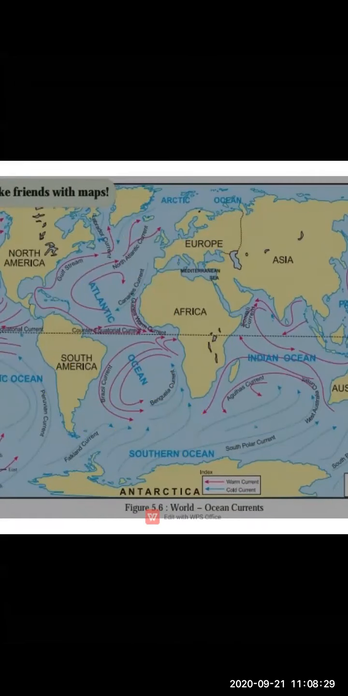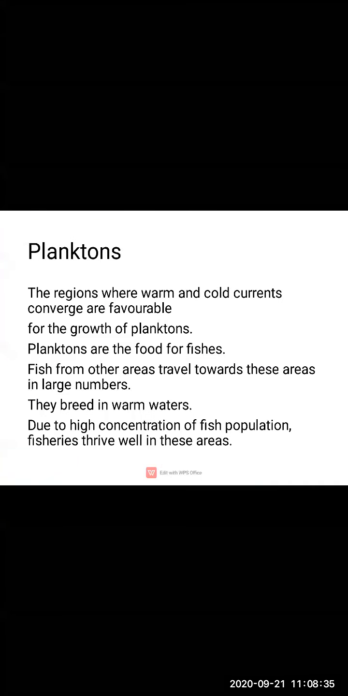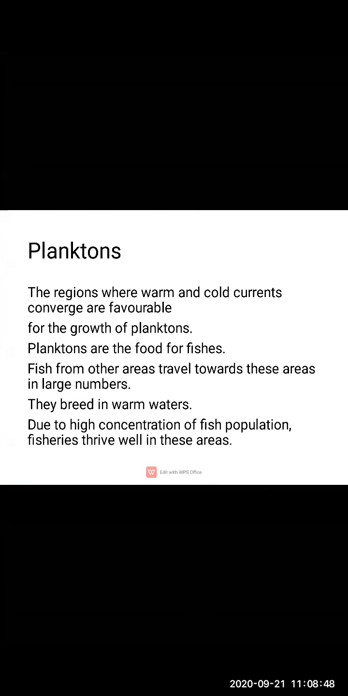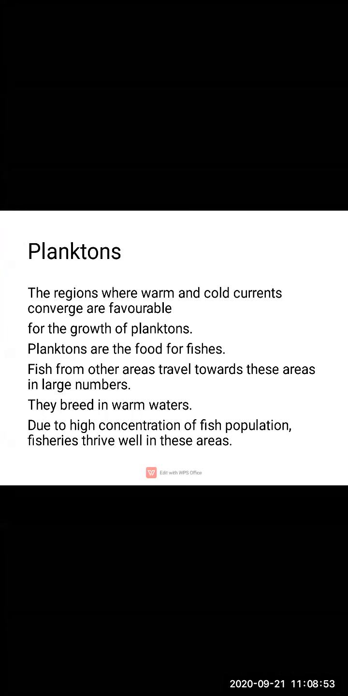Now, moving ahead, we are going to study about planktons. What are planktons, children? Planktons are the food for the fishes. The region where warm and cold currents converge. Converge means they appear to meet at a point. So what happens?